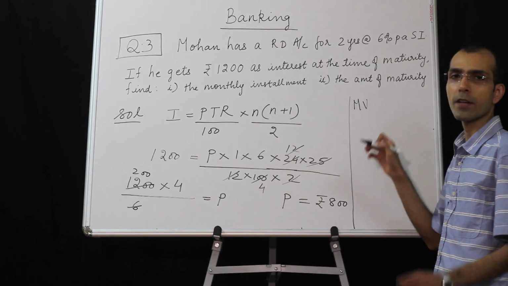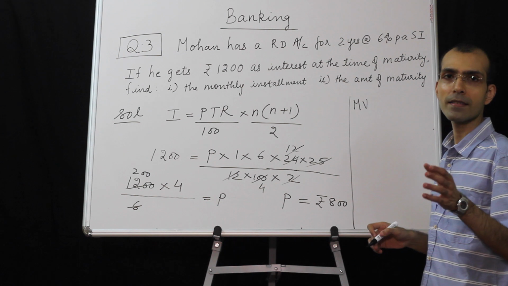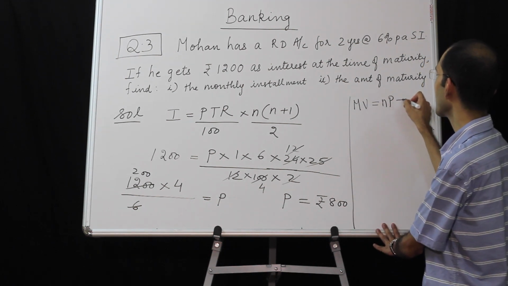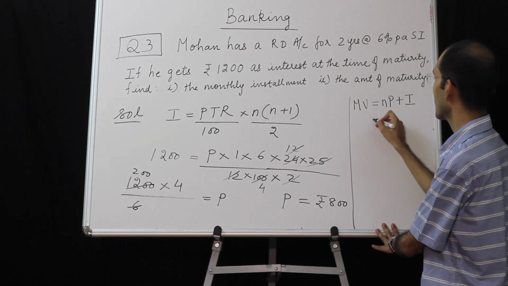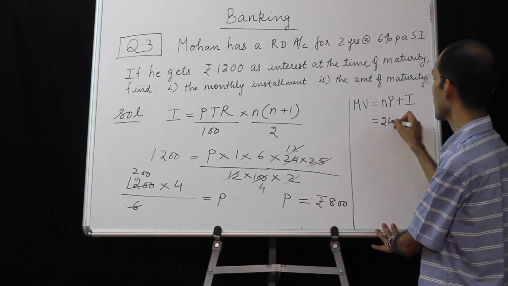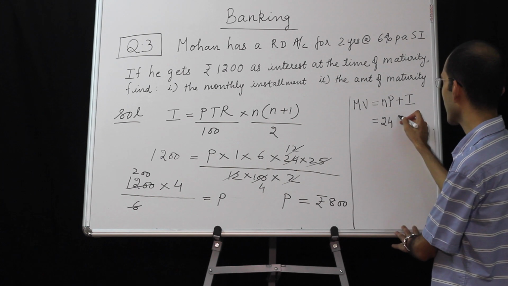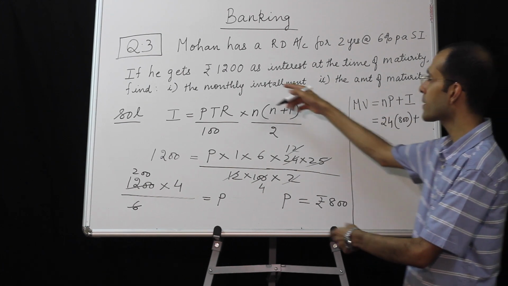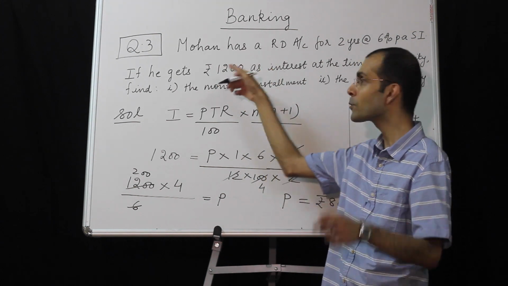What is the formula for MV? NP plus I. So MV will be NP plus I. N is 24. P we just now found out, 800, plus interest. Interest was already given, 1,200.